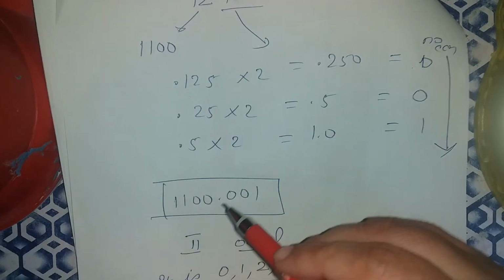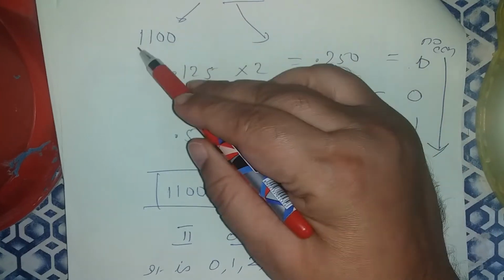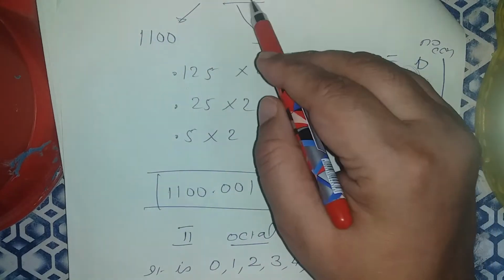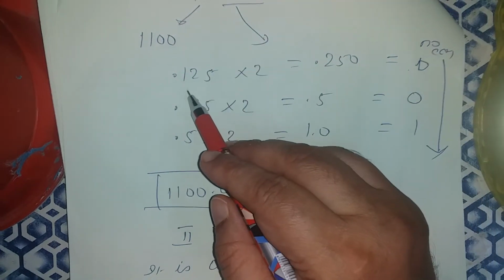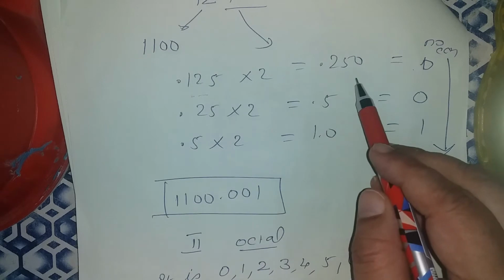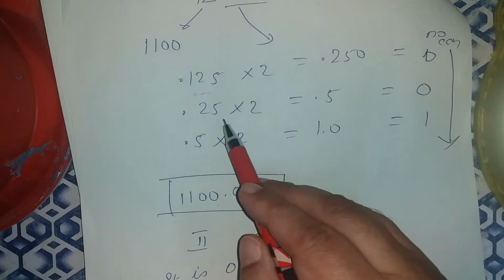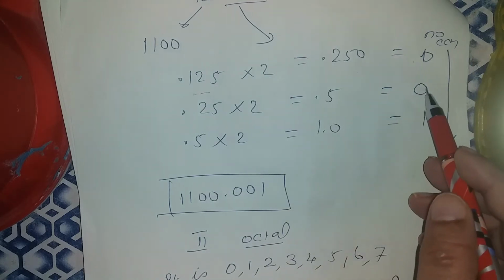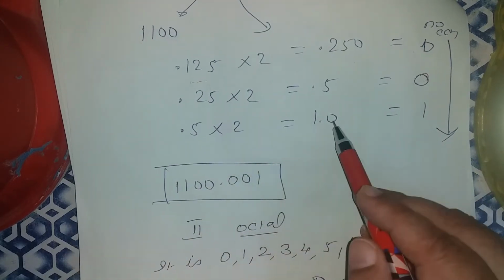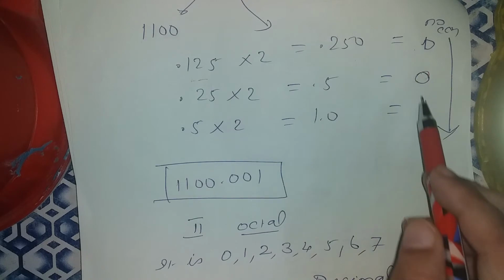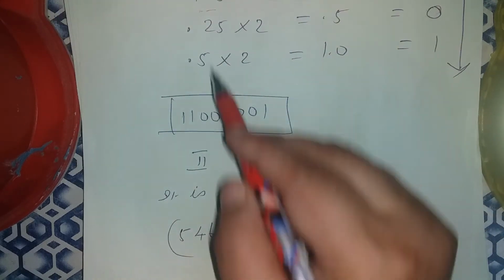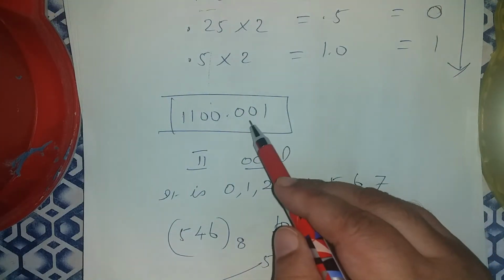What about 12.125? 12 means 1100, everybody knows. So 0.125, how will you convert? 0.125 into 2 is 0.25. Has any carry, overflow, come? No. So 0. 0.25 into 2 is 0.5. Overflow has come? No, 0. 0.5 into 2, what is the value? 1, overflow has come, 1. So 0, 0, 1. So I will write 12 as 1100 and 0.125 as 0.001.